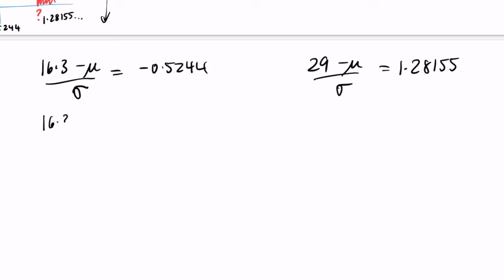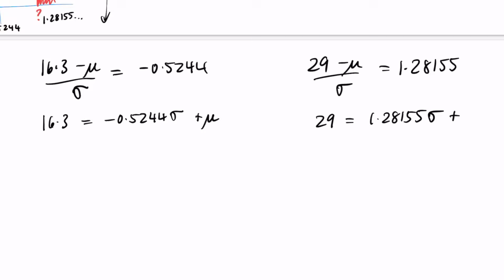So I get that 16.3 is equal to minus 0.5244 sigma. I've multiplied up by the sigma. I'm just going to add mu onto this side. Same over here, the 29 is going to give me the 1.28155. I'll multiply by the sigma, and I will add on the average, the mu, that I've got here. This equation and this equation I will put onto my simultaneous equations. They're not going to want to see that whole process.